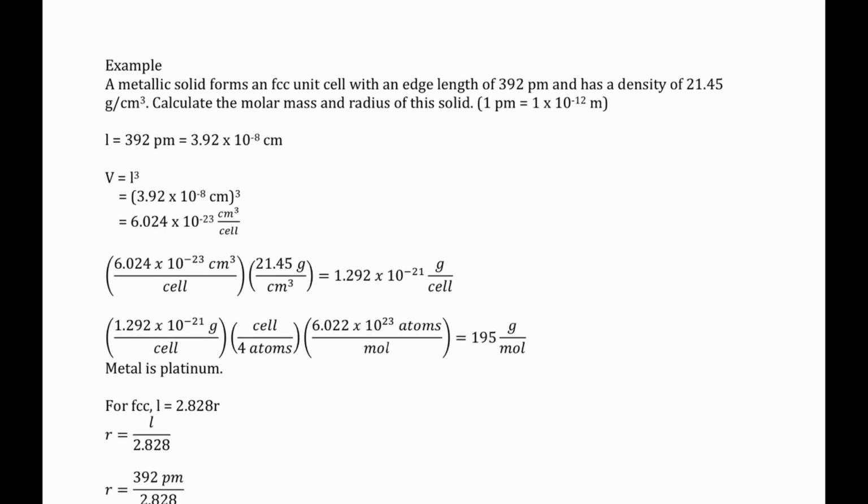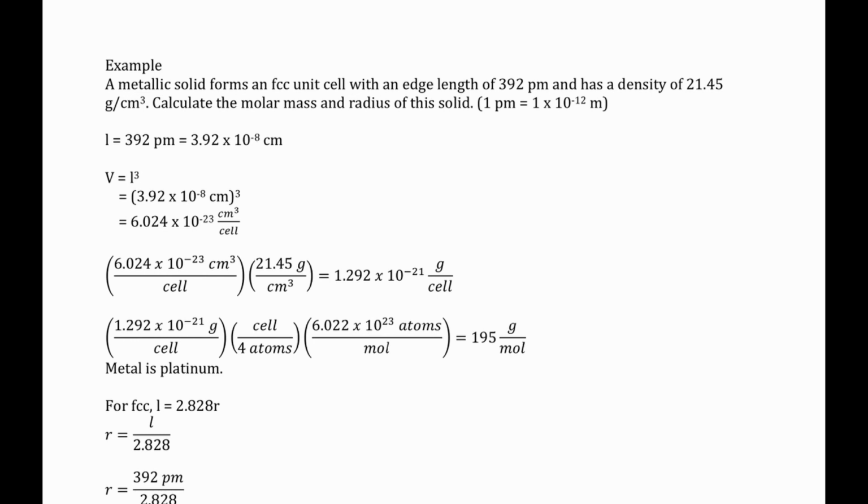Our next problem is a metallic solid forms an FCC unit cell with an edge length, that would be L, of 392 picometers and a density of 21.45 grams per cubic centimeter. Calculate the molar mass and the radius of this solid. Okay, so first off, we're taking the length in picometer and converting it to centimeter. So run through that yourself. We would get 3.92 times 10 to the minus 8 centimeters.